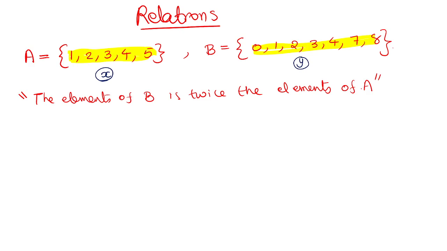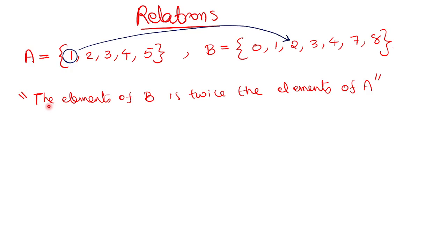What does it mean? Twice, 2 times the element of A must be equal to the element of B. What are the corresponding pairs? Twice the elements of A should be B. This X and Y I will discuss later. Let us consider one by one. Consider the element 1. What is the double of 1? 2 times 1 is 2. So 1 is related to 2 under this condition.